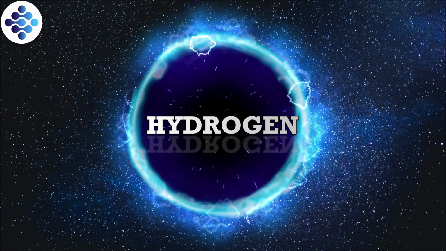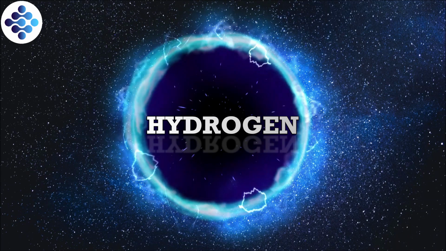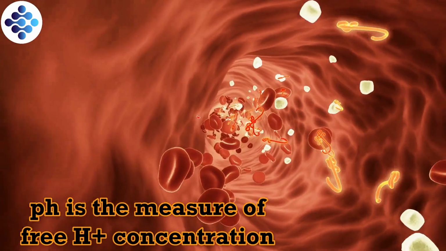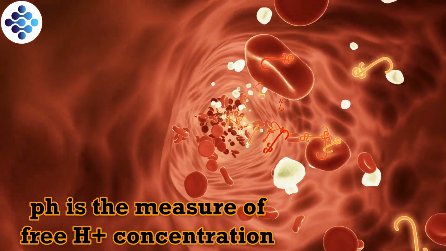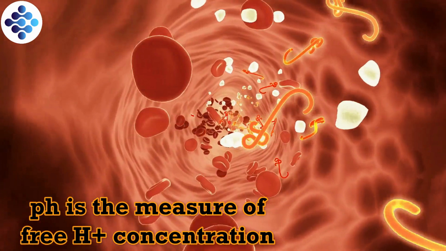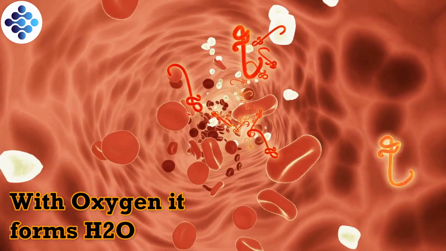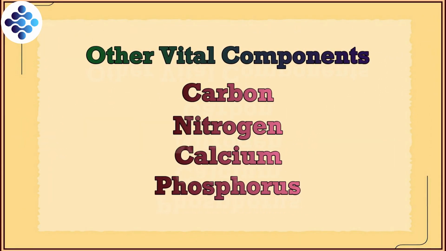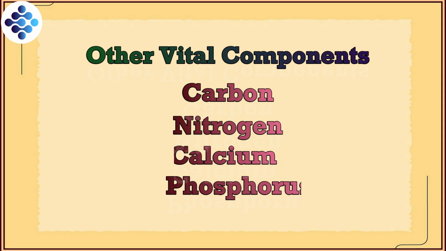Now, hydrogen is the most abundant element in the universe. And from a medical point of view, it is the element which governs the pH of the body. Also, with oxygen, it forms H2O in the body. Other vital elements are carbon, nitrogen, calcium, and phosphorus.